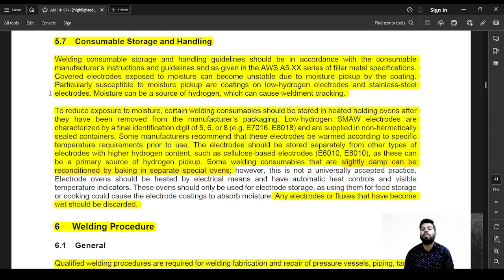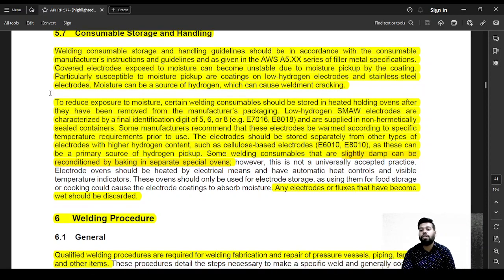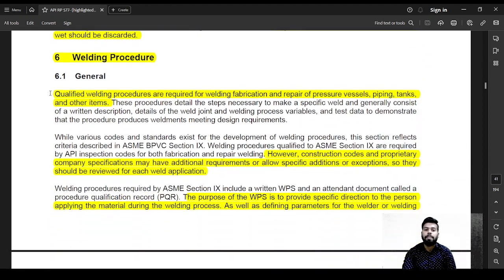The electrodes should be stored separately from other types of electrodes with higher hydrogen content, such as cellulose based electrodes, that is 6010, 6080, and these can be a primary source of hydrogen pickup. Some welding consumables that are slightly damp can be reconditioned by baking in separate special ovens. Any electrodes or flux that have become wet should be discarded.